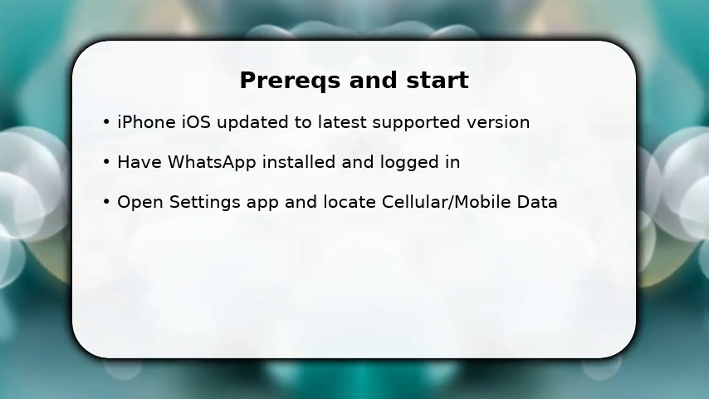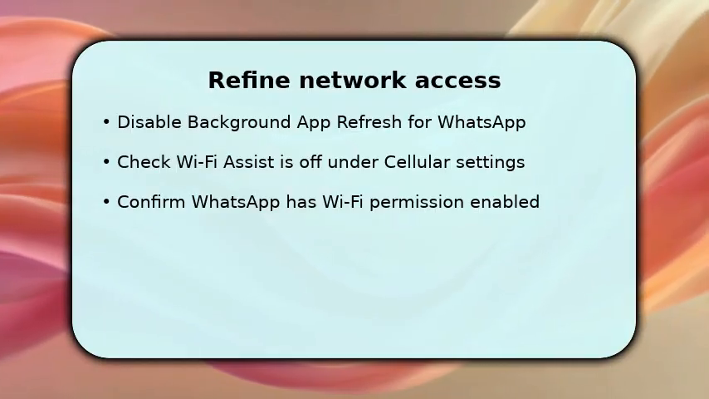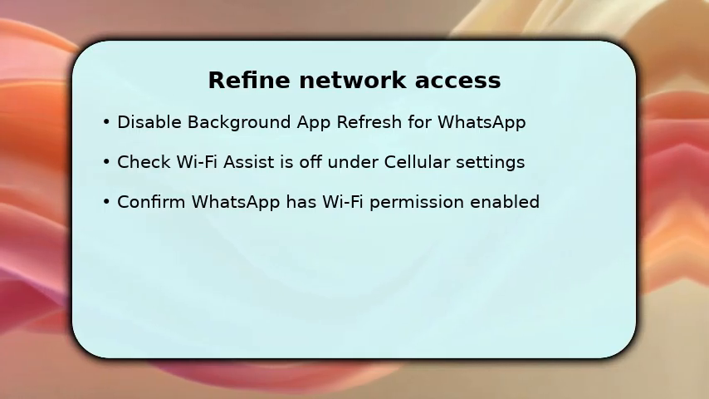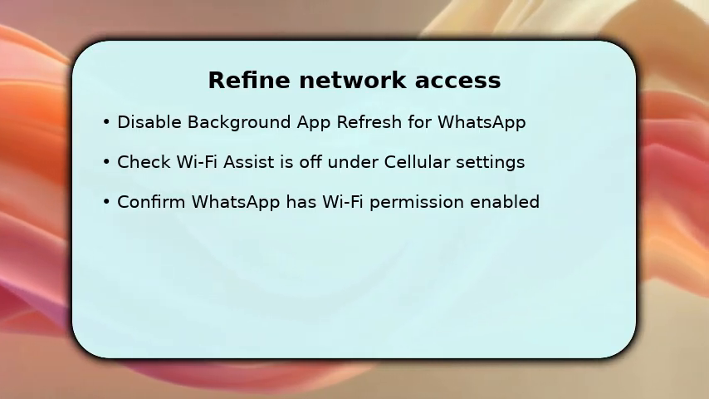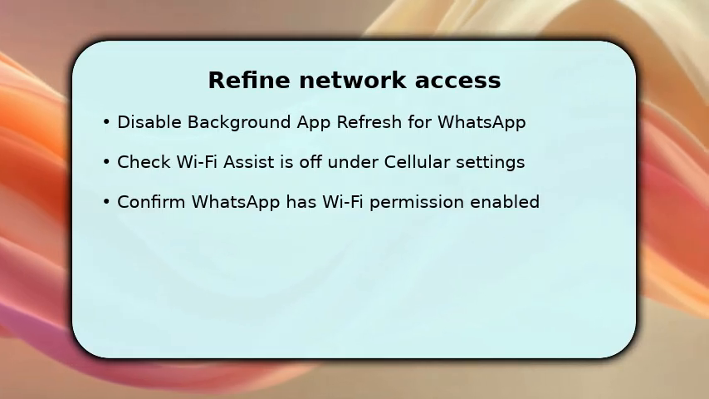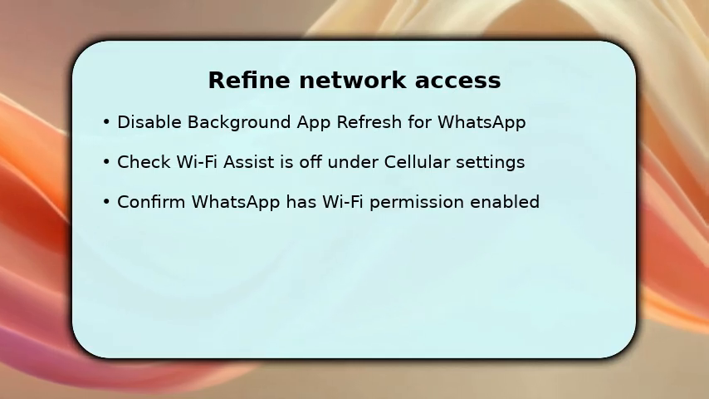Once you've turned off WhatsApp mobile data, refine behavior so it stays offline on cellular. Go back to Settings, General, Background App Refresh and disable it for WhatsApp. That prevents background cellular pulls. Next, return to Cellular Settings and turn off Wi-Fi Assist so weak Wi-Fi won't trigger cellular fallback.